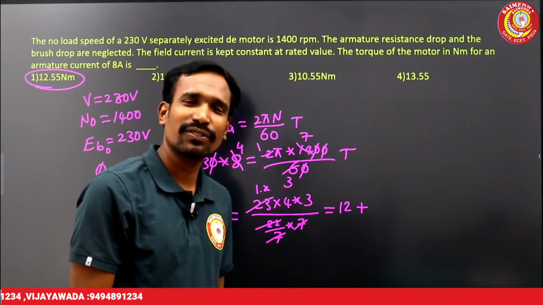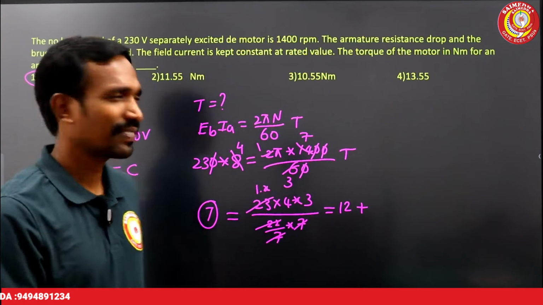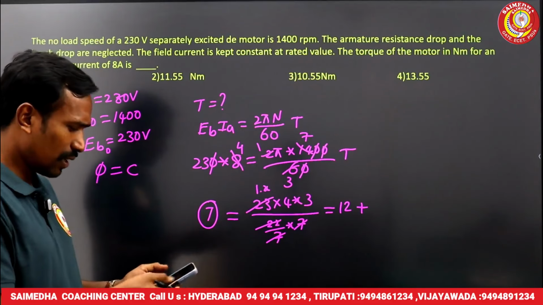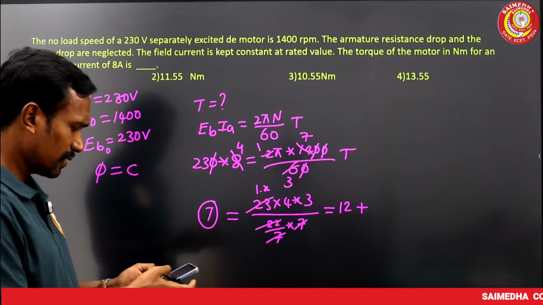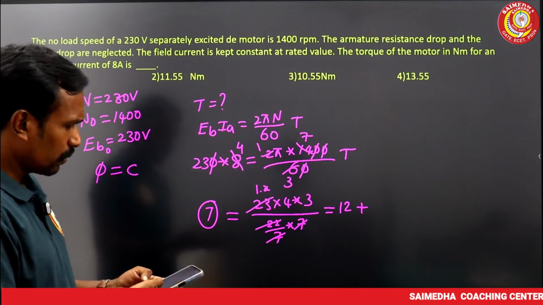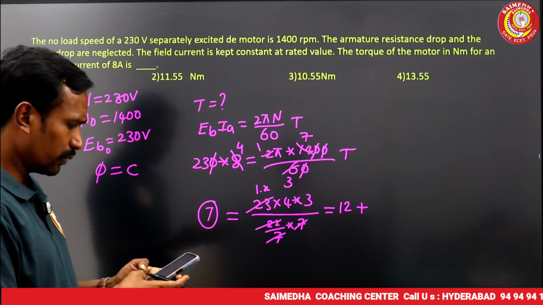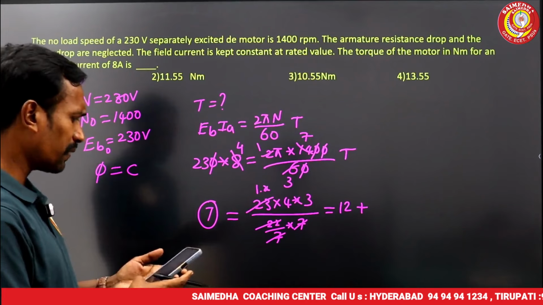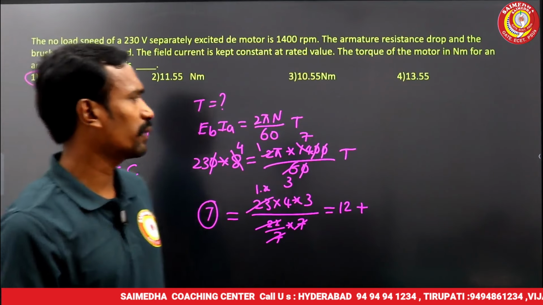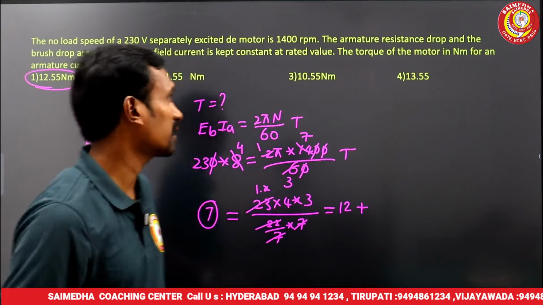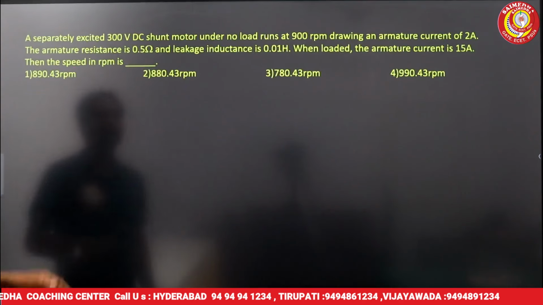If you don't have confidence, calculate. Let's see how much you get as the exact answer. What is 23 into 12 divided by 22? Exactly 12.5454 is the answer. That's it. Simple question, sir.